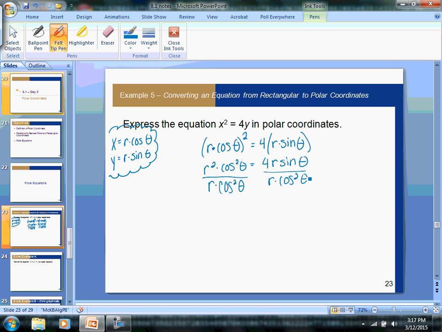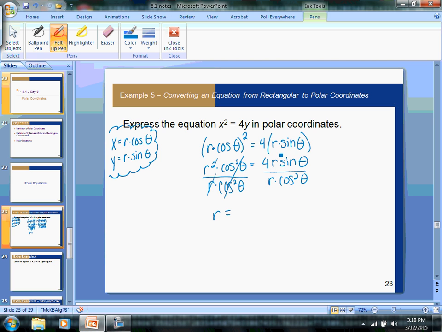So this is kind of a new technique. This isn't something that's necessarily intuitive, but hopefully now that you've seen that, you realize, oh, okay, so the cosine squareds over here are going to cancel. One of the r's is going to cancel, so that will leave me with an r on the left-hand side of the equation.